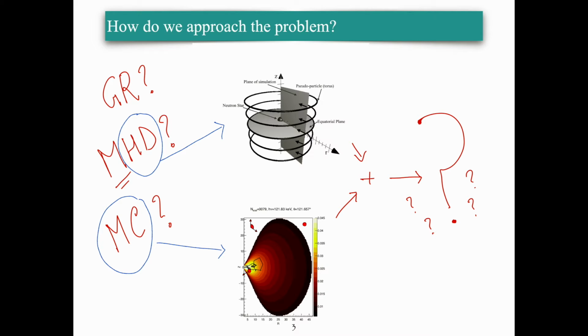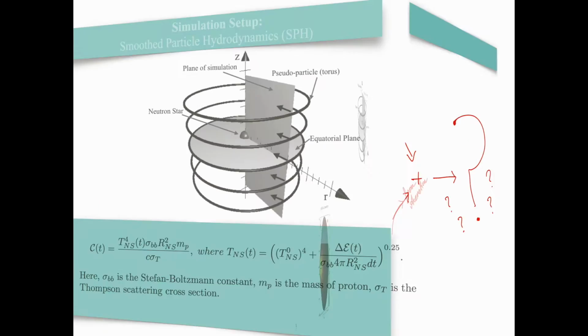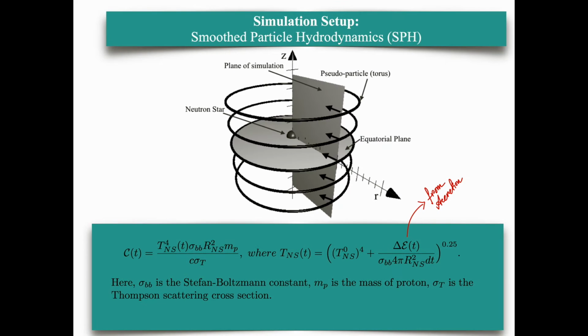Can we also explain, let's say, by starting with the QPOs? So to do so, the hydrodynamic setup was quite simple. It was a smooth particle hydrodynamics setup where particles or pseudo particles, which look like a torus in an axisymmetric system, are injected in the RZ plane, and at the center of the plane is sitting the neutron star.